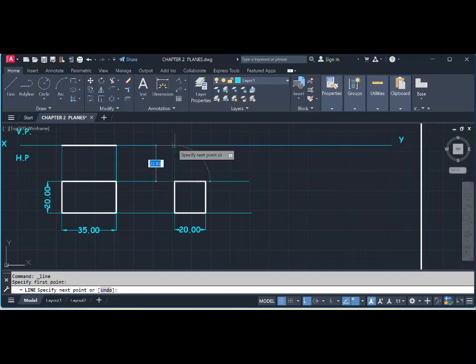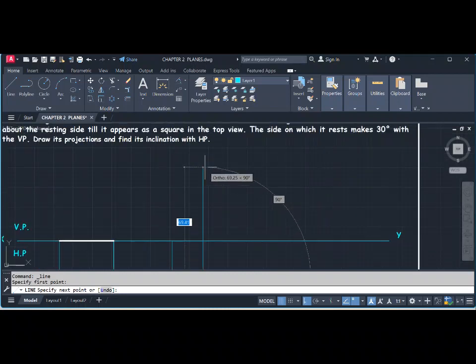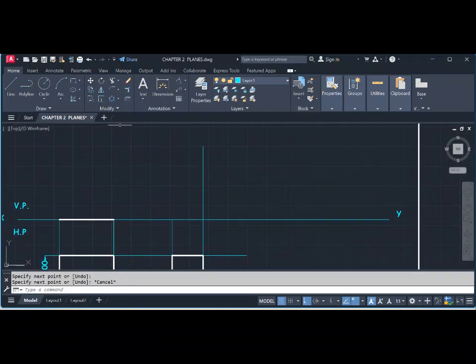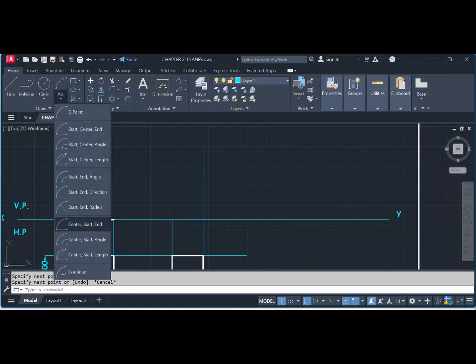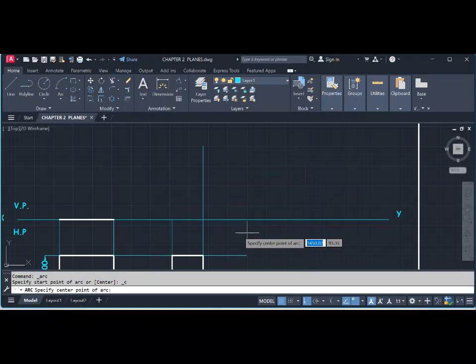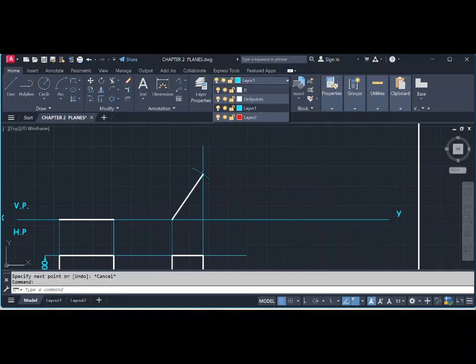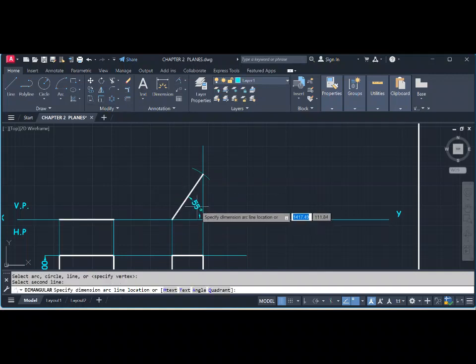Then on this particular point I'm going to rotate or tilt the lamina, and the resting side will fall on this line. So now what I do is take the center, start, and arc to get the angle that is inclined to the HP. The lamina is inclined to HP on the side on which it is resting, such that it will appear as a square in the top view like this. 35, enter, like this it will be. Then you can just draw it here like this, so then you find the angle.